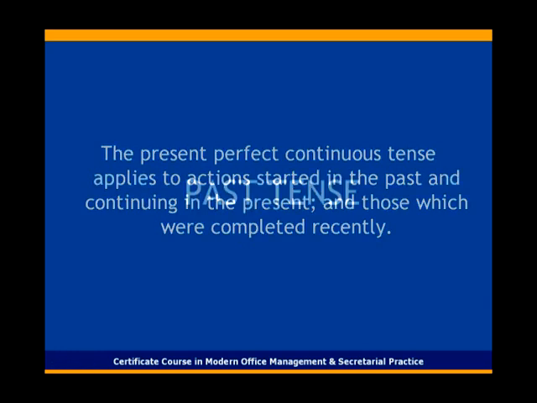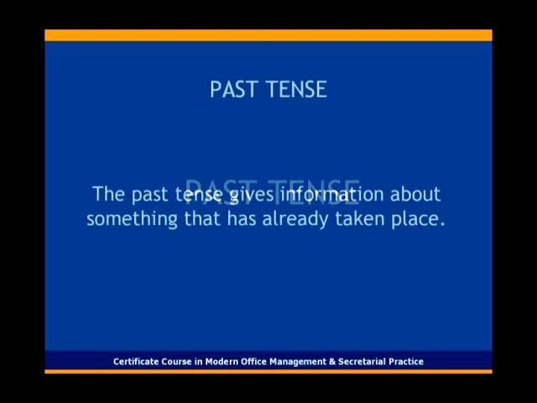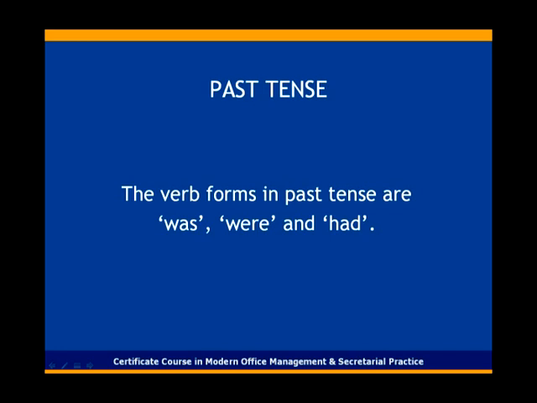Let us now study the past tense. Just as present tense talks of something that is happening now, the past tense gives information about something that has already taken place, that is, in the time relating to the past. The verb forms in past tense are was, were, and had.